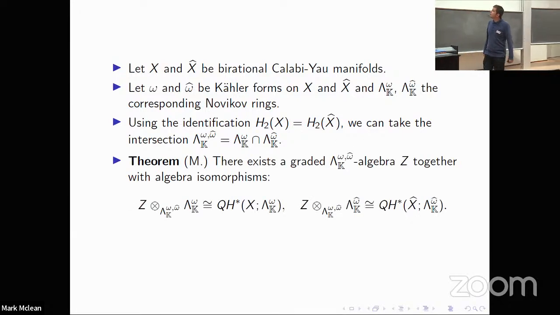And here's the main theorem. There exists a graded algebra over the intersection of these Novikov rings. I call it Z, so that when I tensor with one of the Novikov rings, I get quantum cohomology of X. And when I tensor with the other Novikov ring, I get the quantum cohomology of X hat.